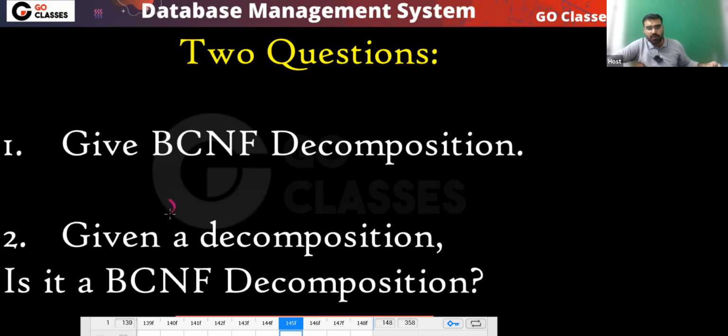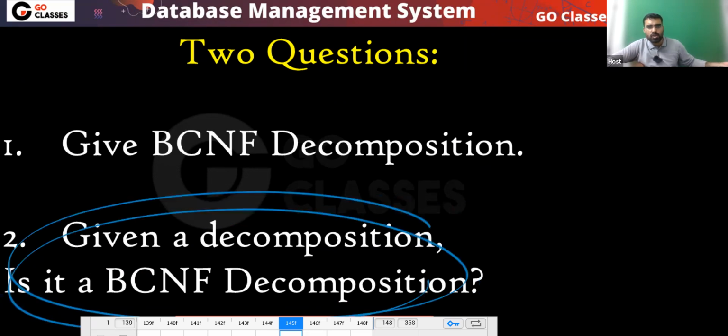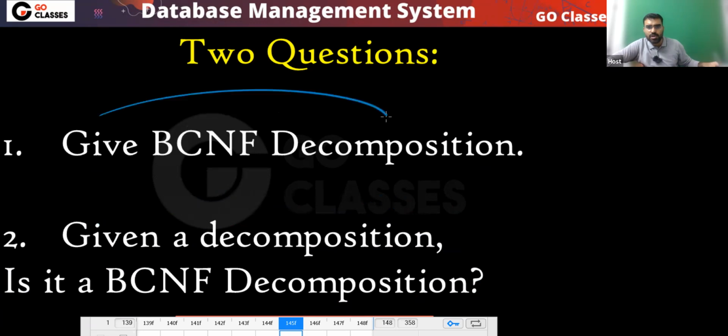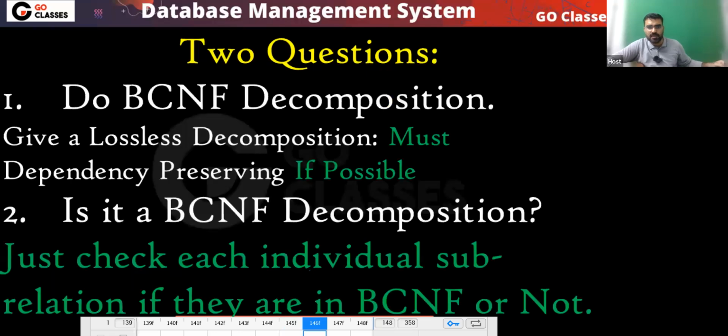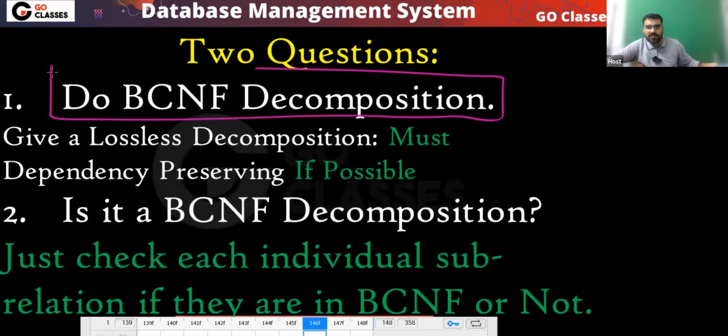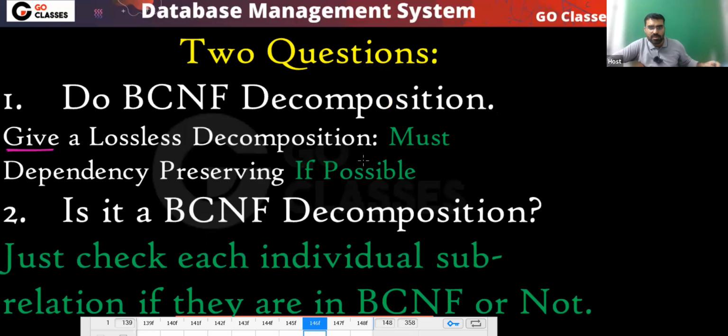But if I already give you a decomposition and ask whether it is BCNF, then what will you do? Here you will check every sub-relation. But when I ask you to create one, here you must give me lossless. So understand the difference between these two questions. Is this point clear? If I ask you to create a BCNF decomposition, you must create a lossless one. And of course, if possible, you also create a dependency preserving one.